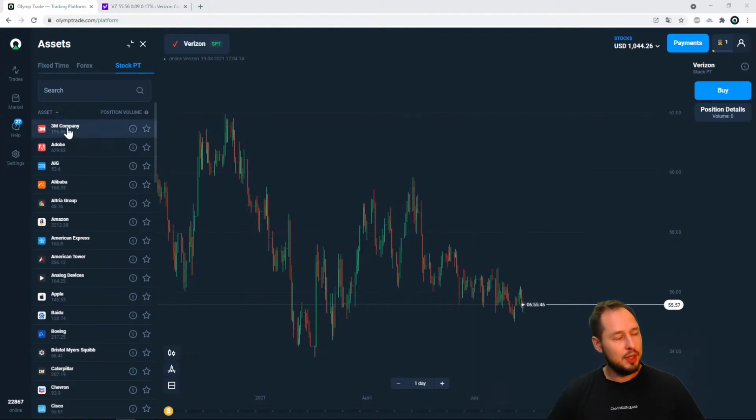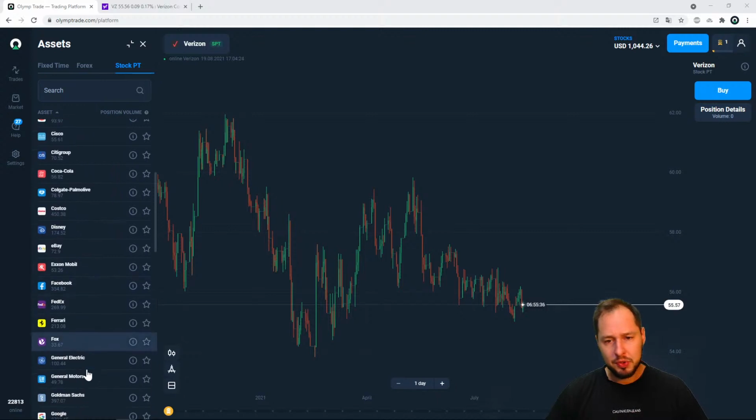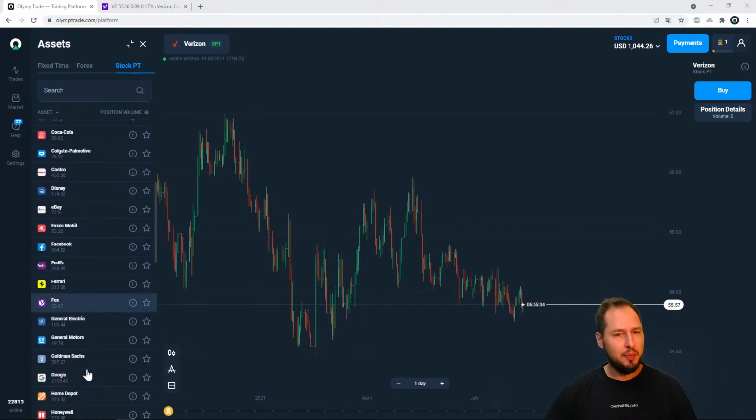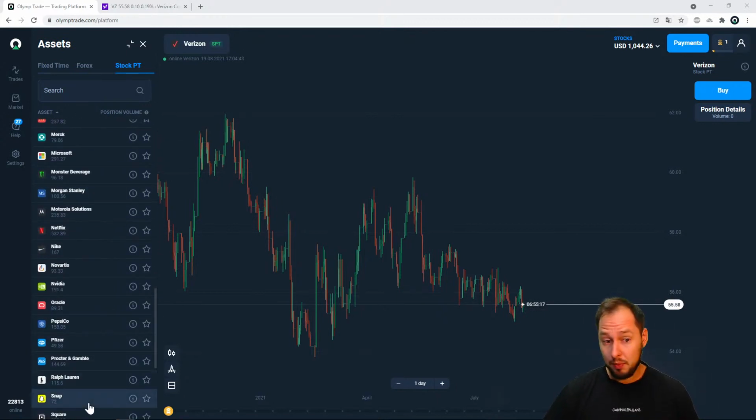So the first one is the technology sector. This sector includes such companies as Cisco, Microsoft, Oracle, Twitter, IBM, Facebook, Baidu, as well as Square Incorporated, which is developing solutions for the processing of electronic payments. Snap, where is the Snap? Like this one, Snap, the owner of the Snap Messenger. So this is the technology sector.